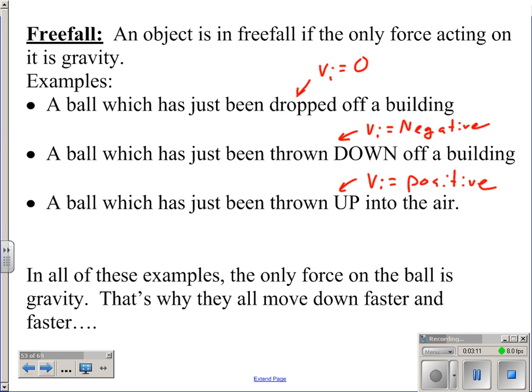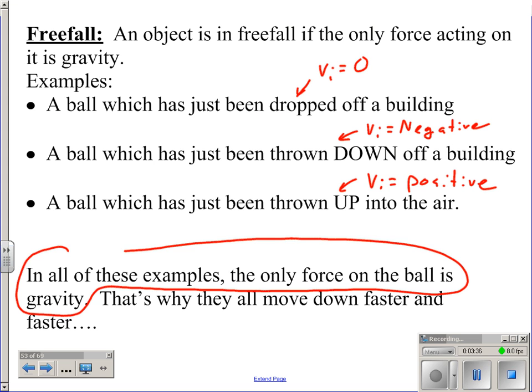All right, but all 3 of these objects, whether you drop it, throw it down, or throw it up, are said to be in free fall. All right, don't let the word fall confuse you. It does not have to be moving down to be in free fall. Okay, when you throw that ball up into the air, right after it leaves your hand, it is technically speaking in free fall. All right, and the reason for that is in all of these examples, the only force on the ball after you let go of it is gravity. And so that's why they're all going to move down faster and faster.